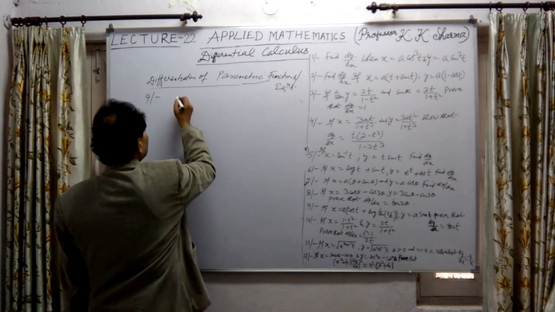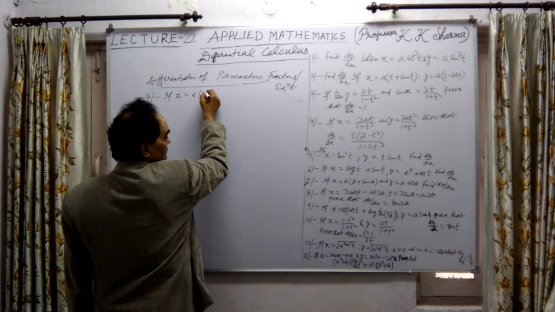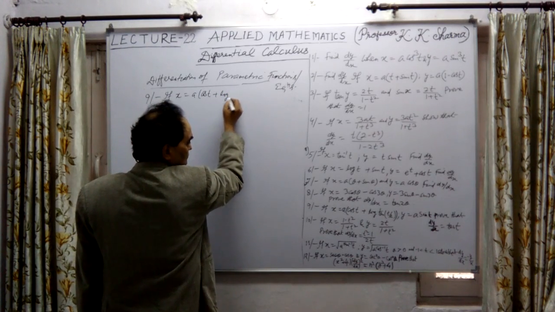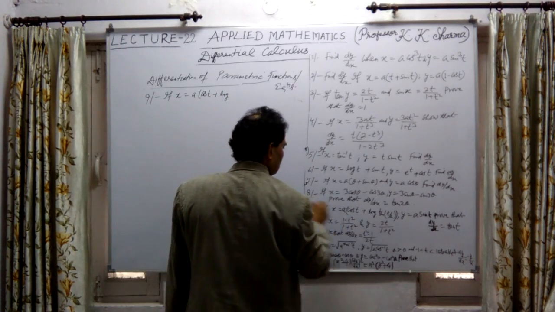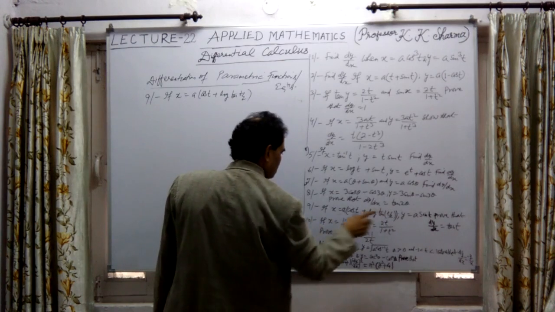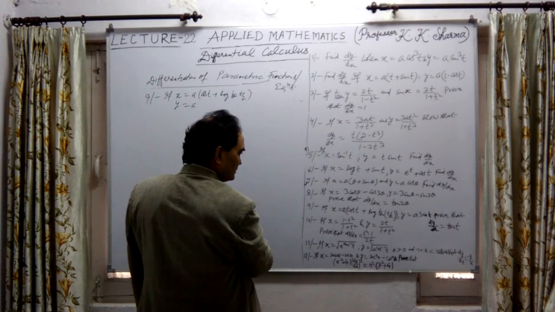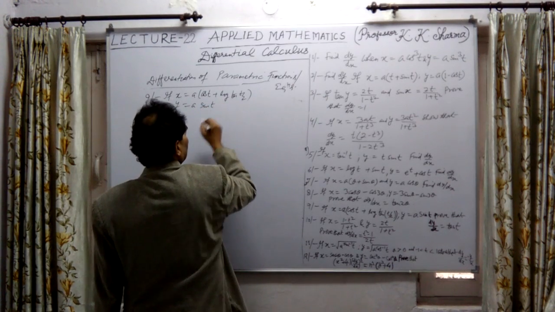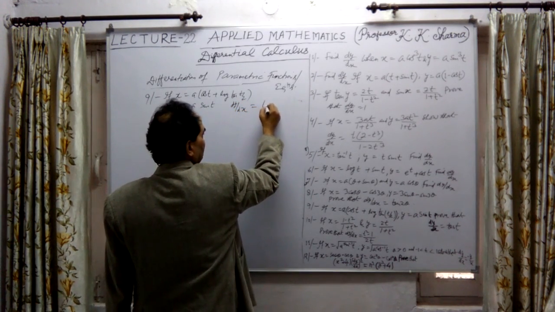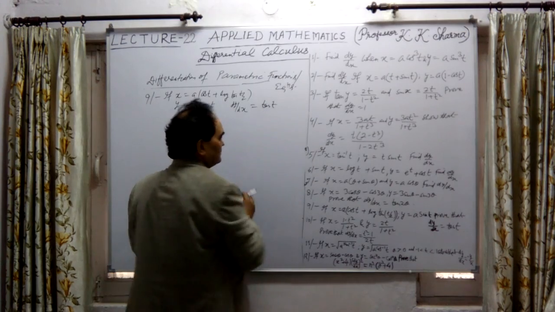The ninth question is, if x equals a (cos t plus log tan(t/2)) and y is a sin t, prove that dy/dx is tan t. Now let me take this.